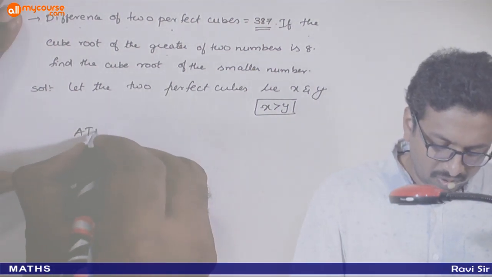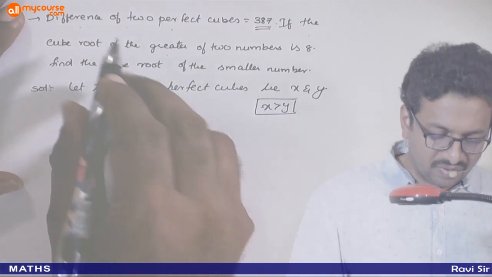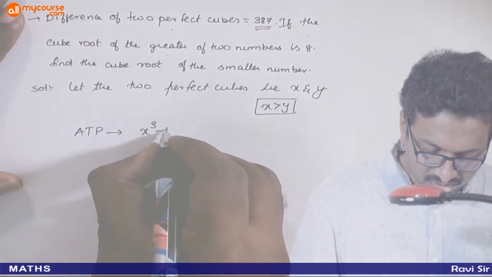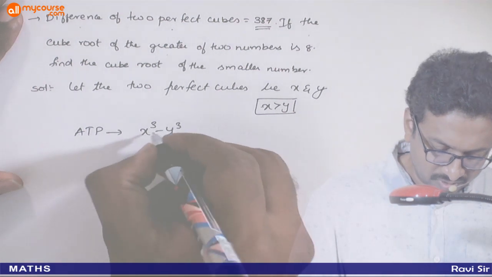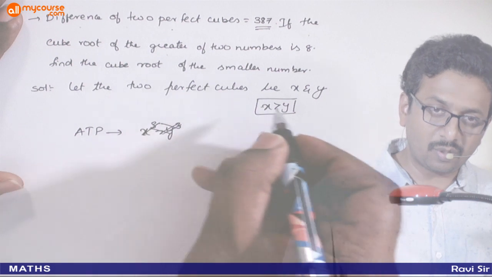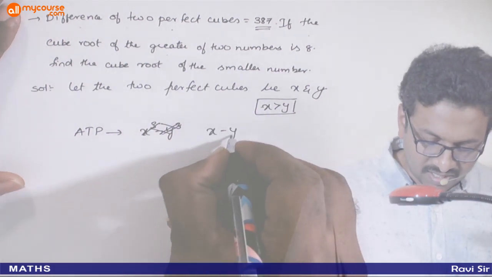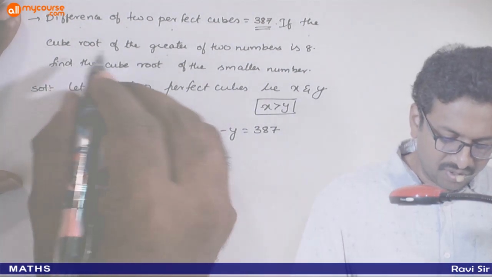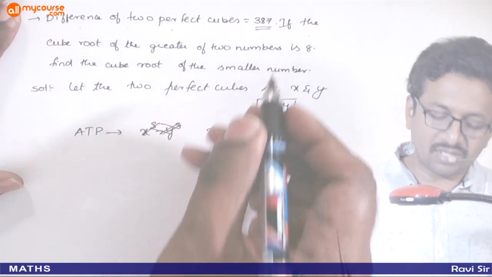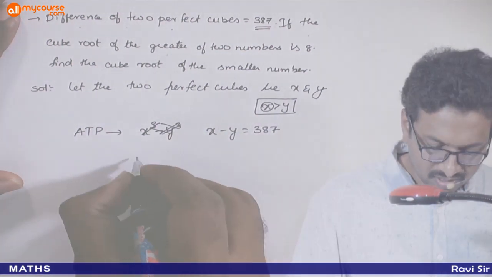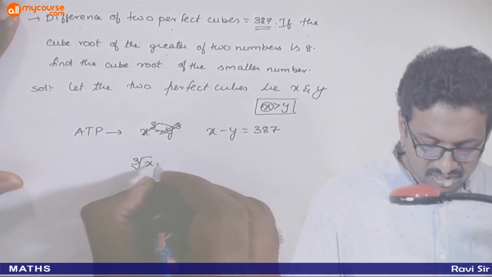So according to the problem, what is the first information? The difference of the two perfect cubes is 387. दो perfect cubes को भी हम x and y माने हैं. So x minus y is 387. If the cube root of the greater of the two numbers is 8, इसका मतलब है x is the greater one. Cube root of x दिया है 8 है.